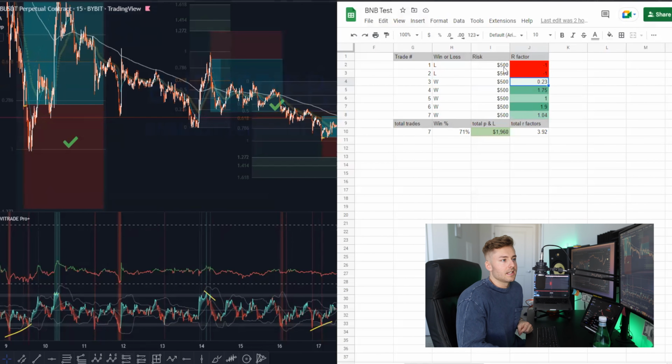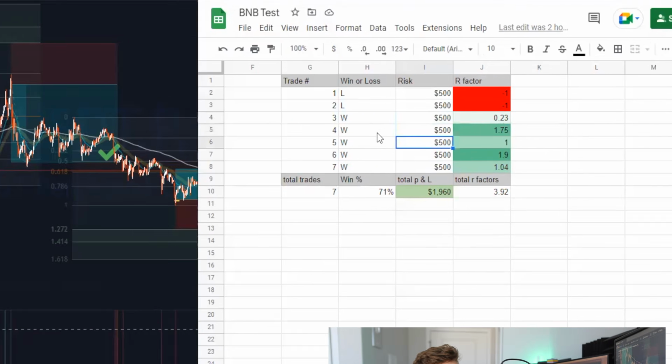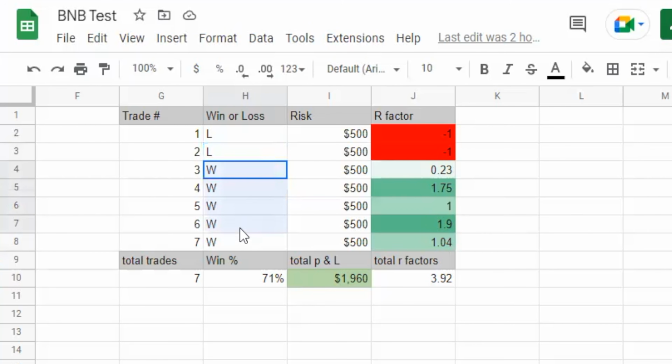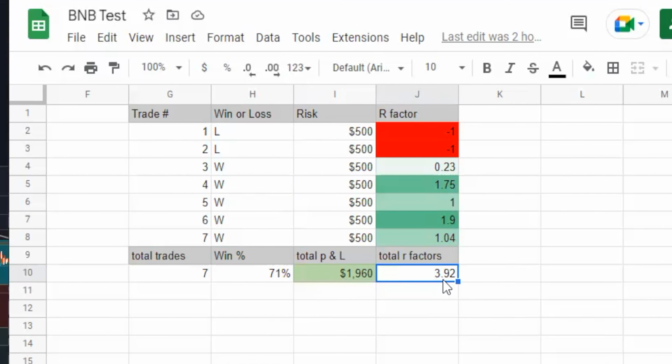And if we look right here, if we were to be risking $500 per trade, we took 2 losses and we had 5 wins after that, giving us a 71% win rate on 7 total trades, $1,960 with a risk factor increase of 3.92.